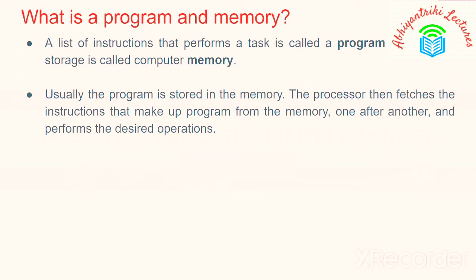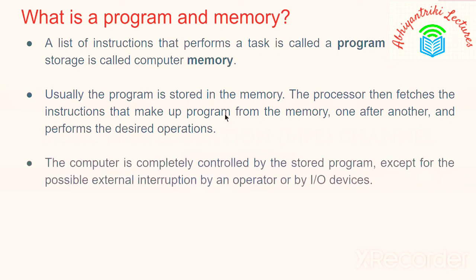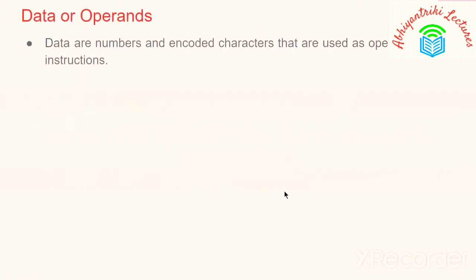The computer is completely controlled by the stored program except for the possible external interruption by an operator or by IO devices. Data or operands, that is 25 and 15, whatever values you have used, are one and the same. Data are numbers and encoded characters. What is ASCII of capital A? It is 41H or 65D. 41H stands for hexadecimal, 65D stands for decimal number. Data are numbers and encoded characters, encoded by ones and zeros, that are used as operands by the instructions. When I say encoded, ASCII or EBCDIC, right?